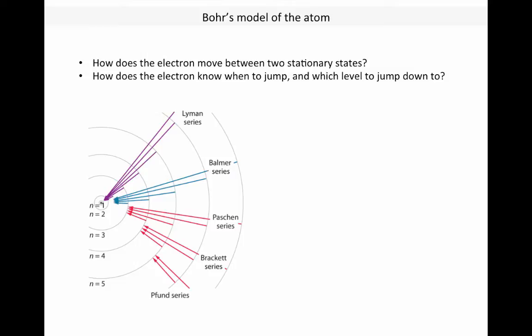Also, and this is quite troubling, how does the electron know when to jump and which level to jump down to? Why, when an electron jumps from the fourth orbit to the second, how does it know when to jump, and how does it know to jump to the second and not the first or the third? In Bohr's model of the atom, these questions are unexplained, and we're going to have to hope that as we develop this theory further and it becomes a more mature scientific theory, we can bring in explanations for these things.